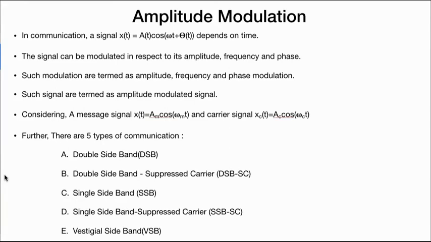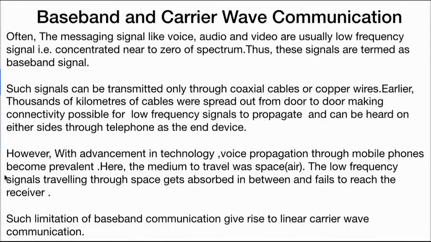So amplitude modulation is further divided into 5 different types of communication: double sideband, double sideband suppressed carrier, single sideband, single sideband suppressed carrier, and vestigial sideband. Moving further, we'll discuss what is actually baseband and carrier wave communication. Message signal is a baseband signal, and when it is modulated on the carrier frequency, it is termed as carrier wave communication.